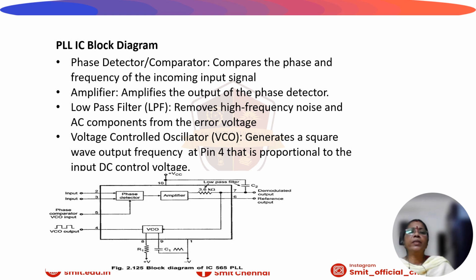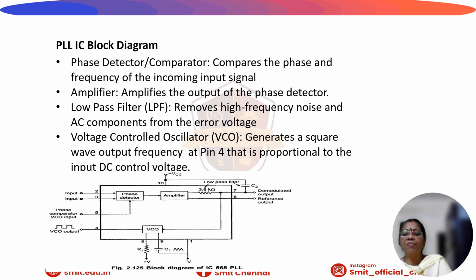As shown in the block diagram given, it consists of the blocks phase detector, amplifier, and VCO. The low pass filter is constructed using a resistor and capacitor, which is shown. The phase detector compares the phase and frequency of the input signal through pins 2 and 3, and the amplifier amplifies the output of the phase detector and it is given to the low pass filter, which is constructed using a resistor 3.6K and capacitor C2. The low pass filter removes high frequency noise and AC component from the error voltage.